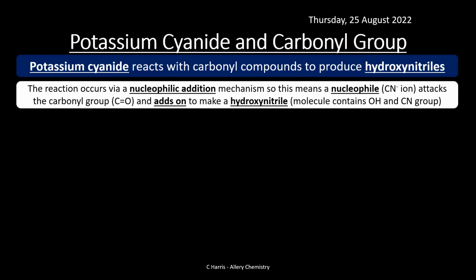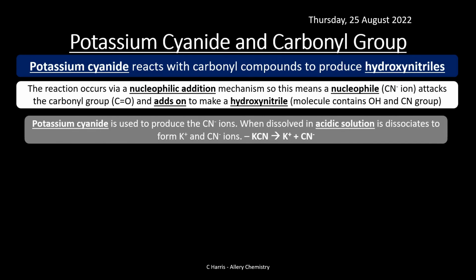It attacks the carbonyl group and adds on to make a hydroxynitrile molecule. And basically this contains an OH and a CN group as well. So let's have a look. Potassium cyanide is used to produce the CN- ions, and when we dissolve that in acidic solution, it dissociates and you form your K+ and your CN- ions. So effectively, that's what we start with first. That's like our pre-reaction.